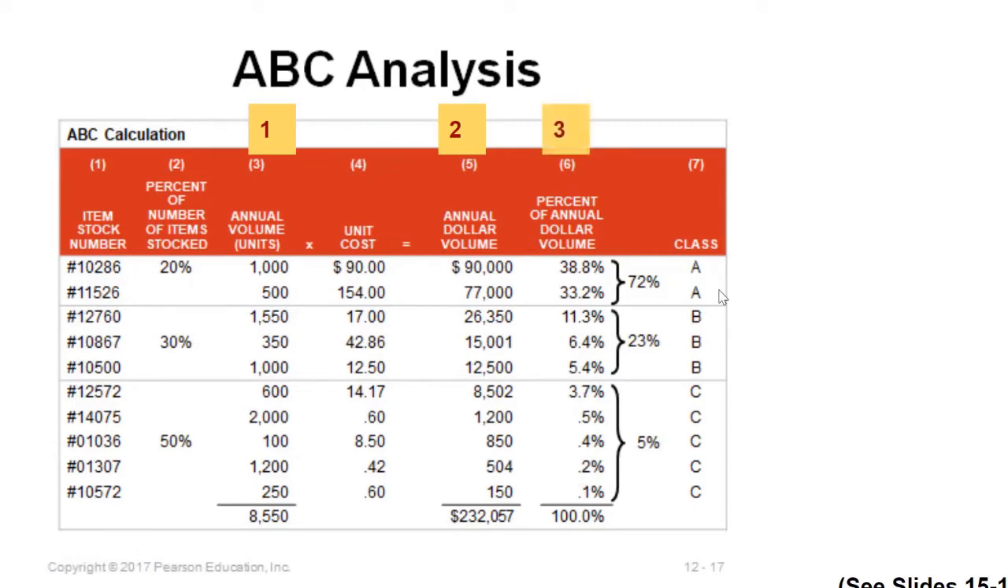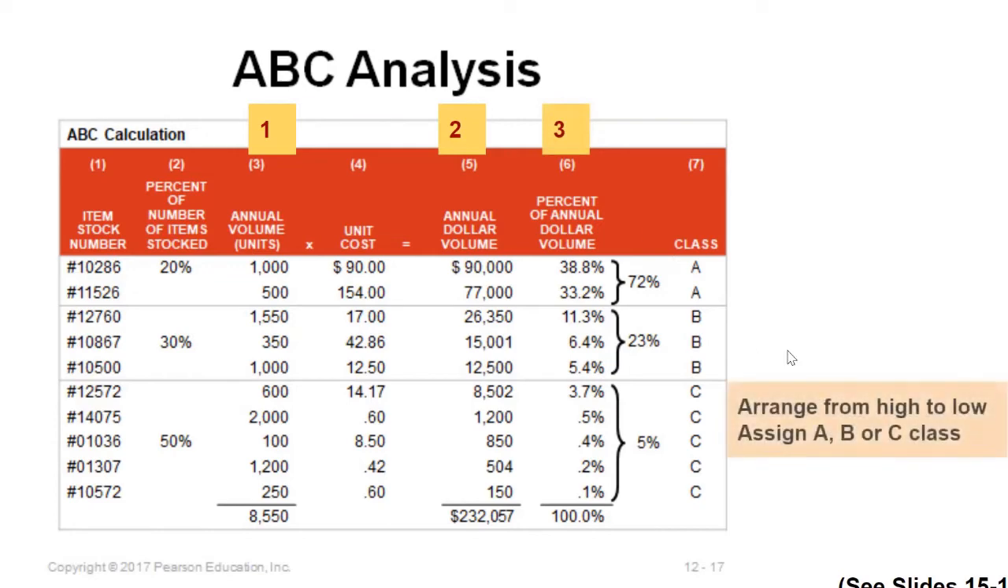So you have your annual dollar volume, then you arrange from high to low, and you assign A, B, or C class. This final step is for human beings to assign. Maybe it's not at 80% exactly, it's 70% value. This is the number of items only. That's why it's called the 80-20 rule. Pareto says 80-20 rule. Why 80-20?